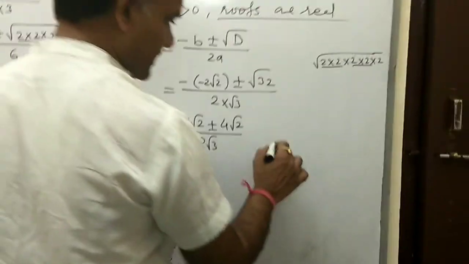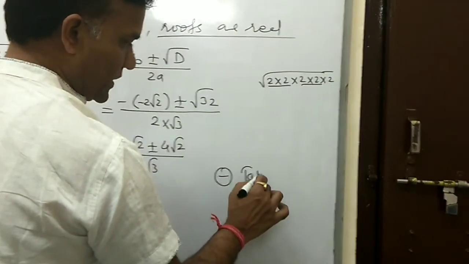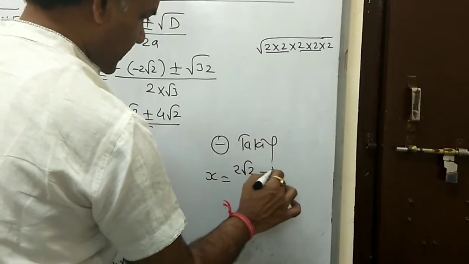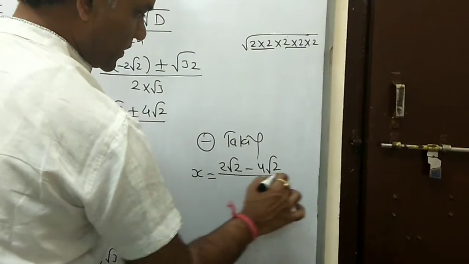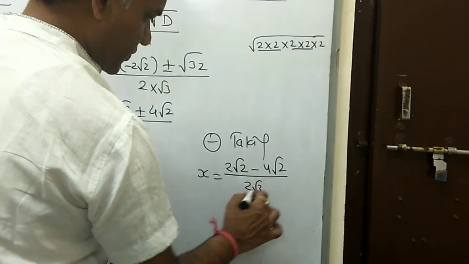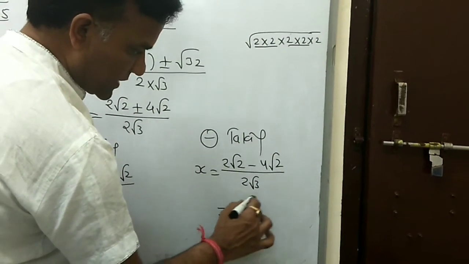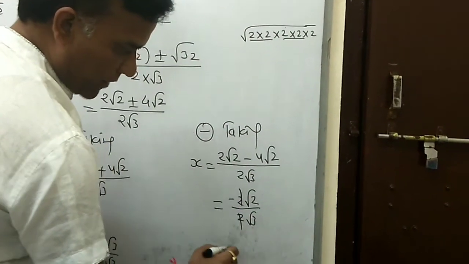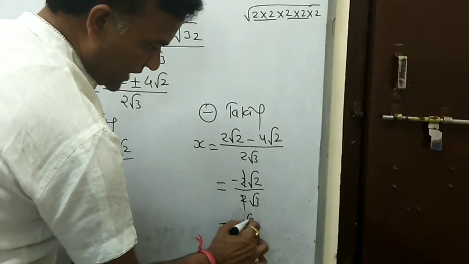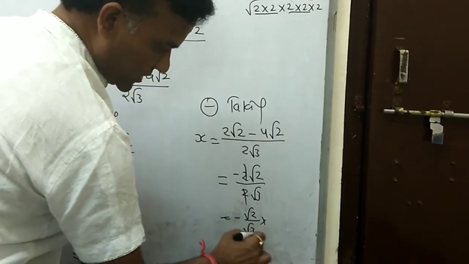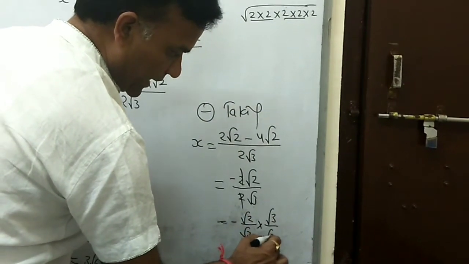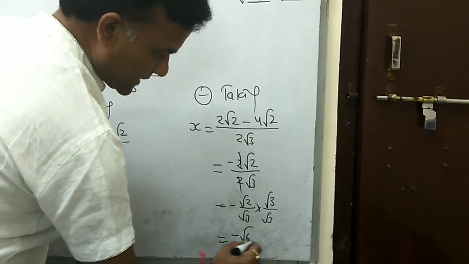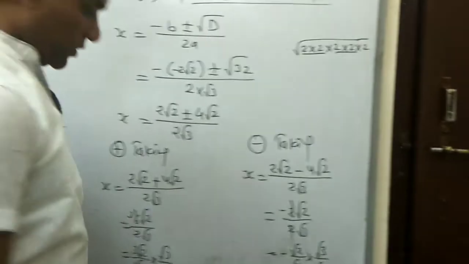Then taking the minus sign, x = (2√2 − 4√2) / 2√3. So you have −2√2 over 2√3 after cancelling out. But again you rationalize the value, since you have a square root in the denominator, and then you have the answer −√6/3. Okay, so there are two answers again.